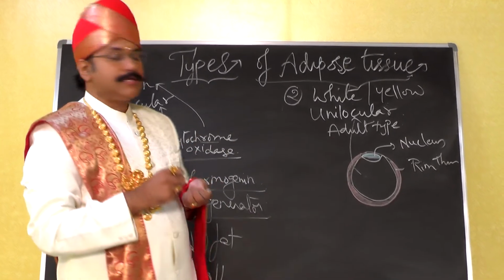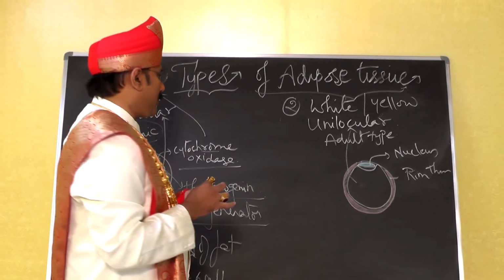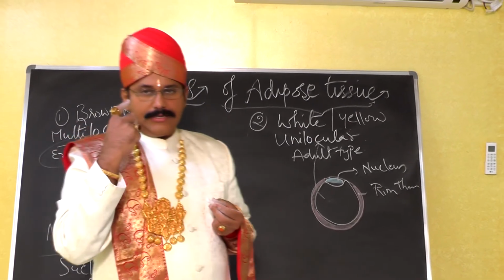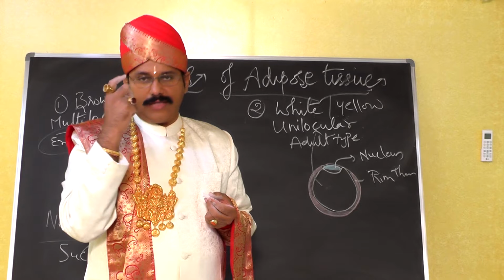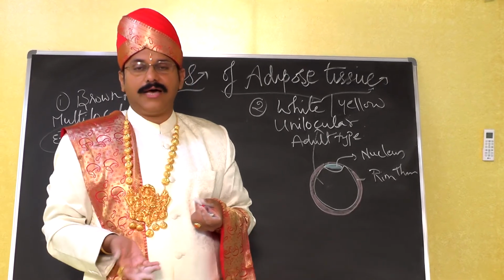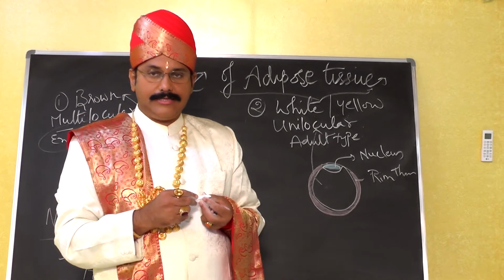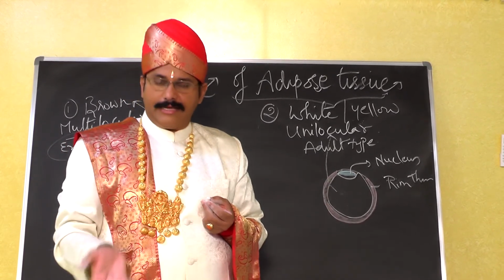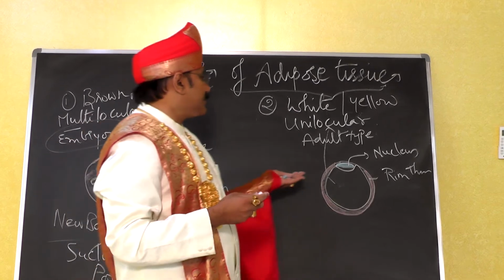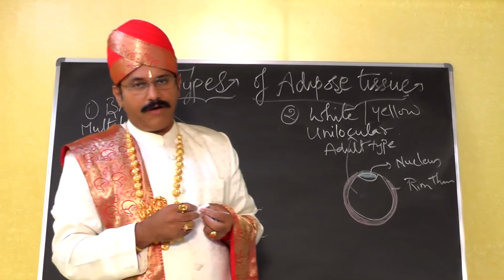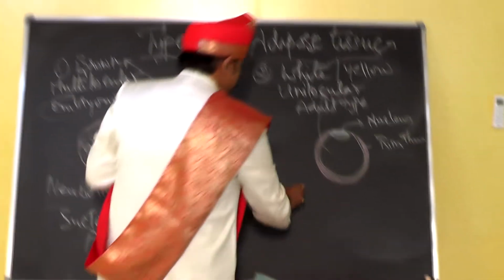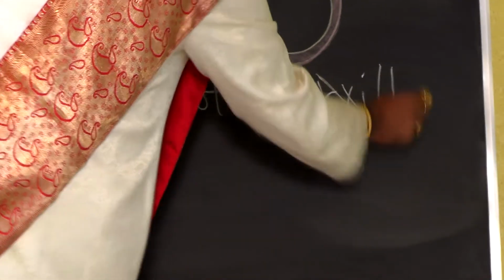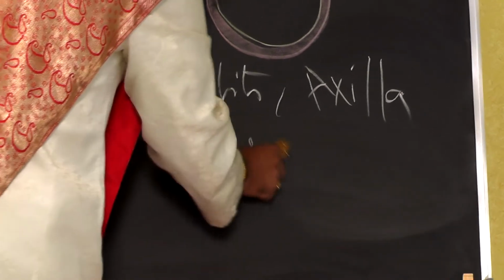Now where do you get this unilocular or white or yellow adipose tissue of adult type? You get this in the orbit, which is around the eyeball, in the ischiorectal fossa, that is on either side of the anus and the anal orifice. Also we get this type of fat in the peritoneal folds, in the greater omentum. In all these regions we get the white or yellow type of fat. So you get this in the orbits, in the axilla, in the ischiorectal fossa, in the peritoneal folds.